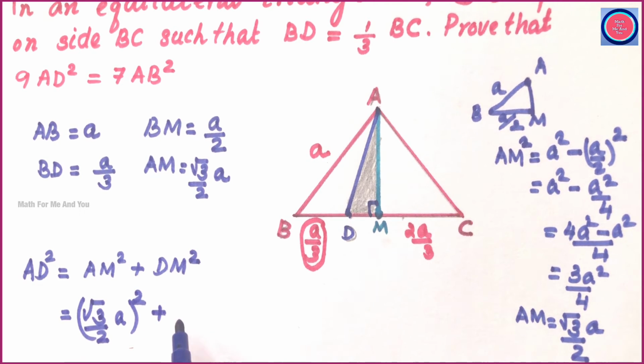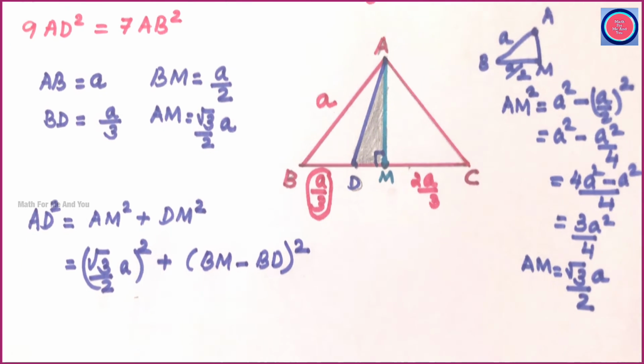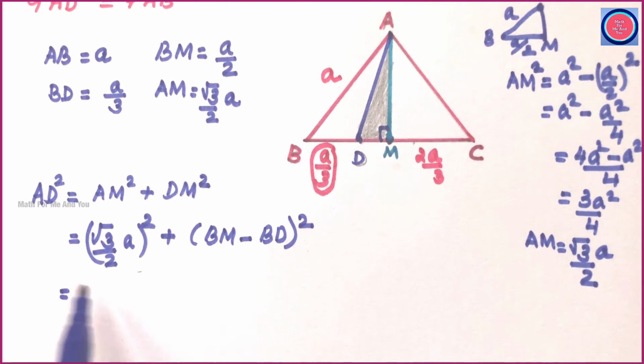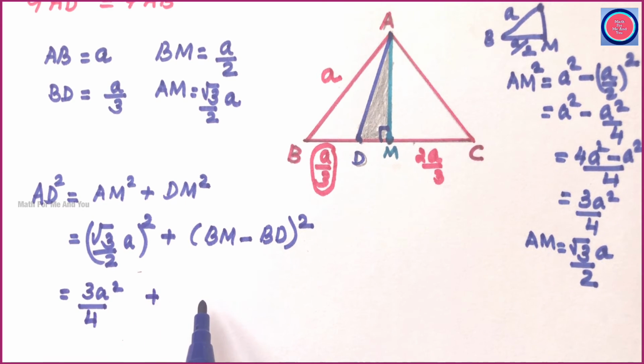AM square. Plus, we don't know what is DM. We can find it from this picture. What is DM? It is BM minus BD. See this? BM minus BD. Now take power 2. BM minus BD the whole square. This is equal to root 3A by 2 the whole square. Root 3 square is 3A square over 4 plus inside the bracket we can change BM with its value. What is BM? A over 2 minus then BD A over 3 whole square.